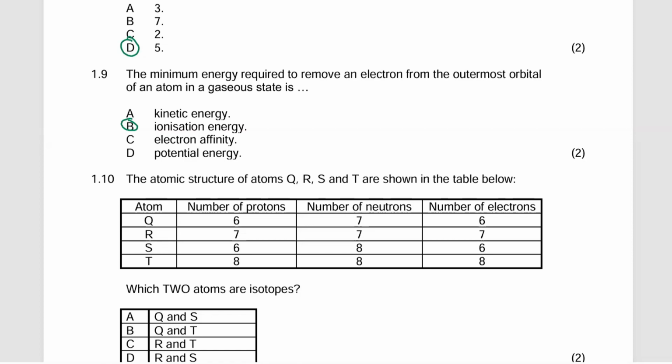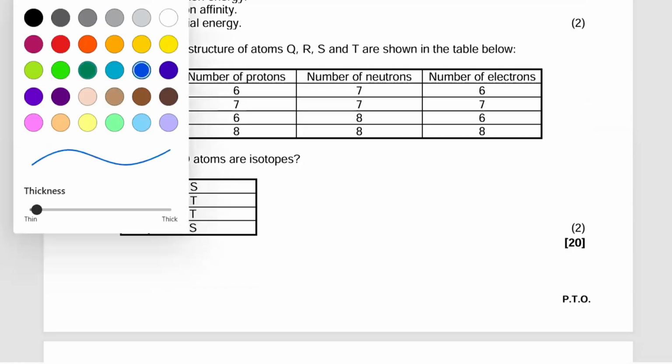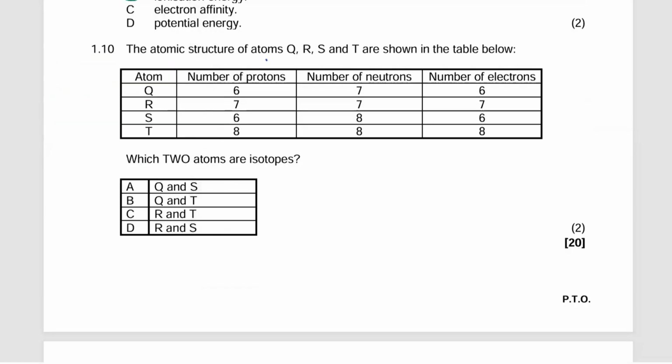Then we proceed to the next question, which is 1.10. It reads: the atomic structure of atoms Q, R, S, and T is shown in the table below. They are given the number of protons, number of neutrons, and number of electrons. The question is: which two atoms are isotopes? The first thing we are supposed to do is define the term isotope. Isotopes are atoms of the same element. Let me just define it.